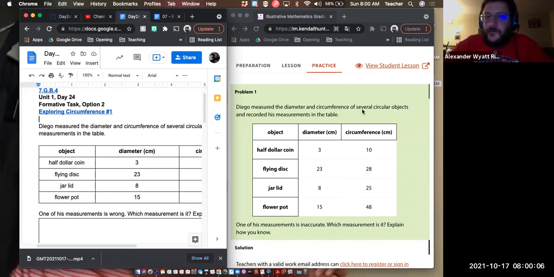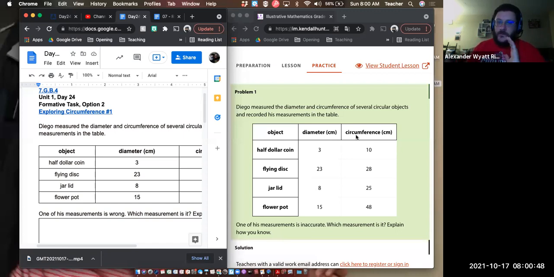He measured the diameter and circumference of several circular objects and recorded his measurements in a table. The objects, diameter, circumference, right? Diameter and circumference are all in centimeters. Half dollars, 3 centimeters diameter, 10 centimeters circumference. Flying disc is 23 centimeters diameter, circumference is 28 centimeters. Jar lid is 8 centimeters diameter, 25 centimeters circumference. 15 for the flower pot, centimeters on the diameter and 48 on the circumference.